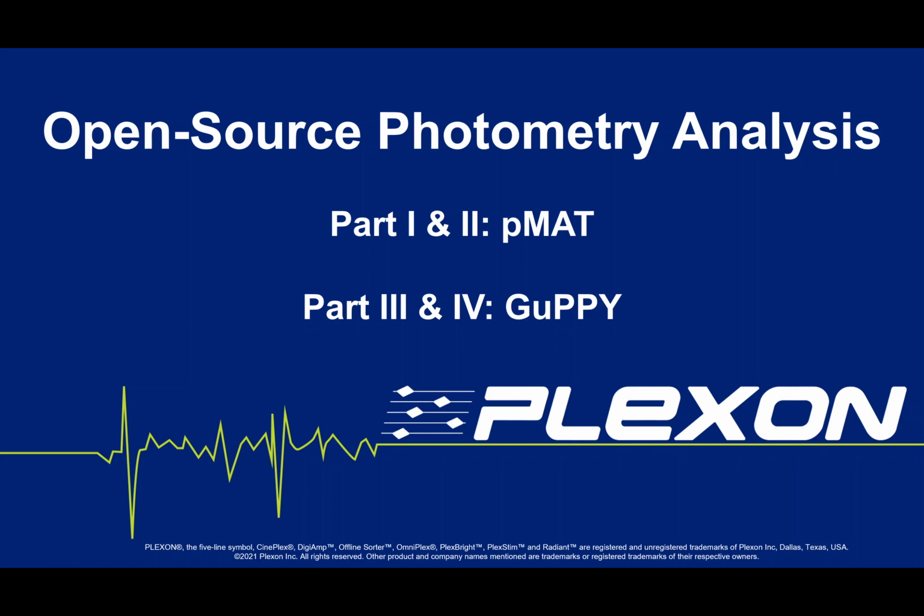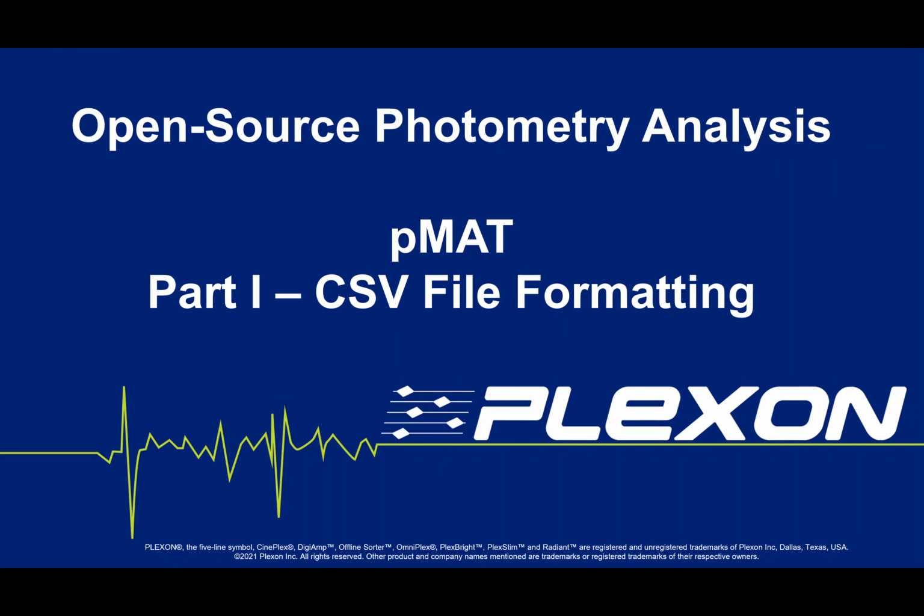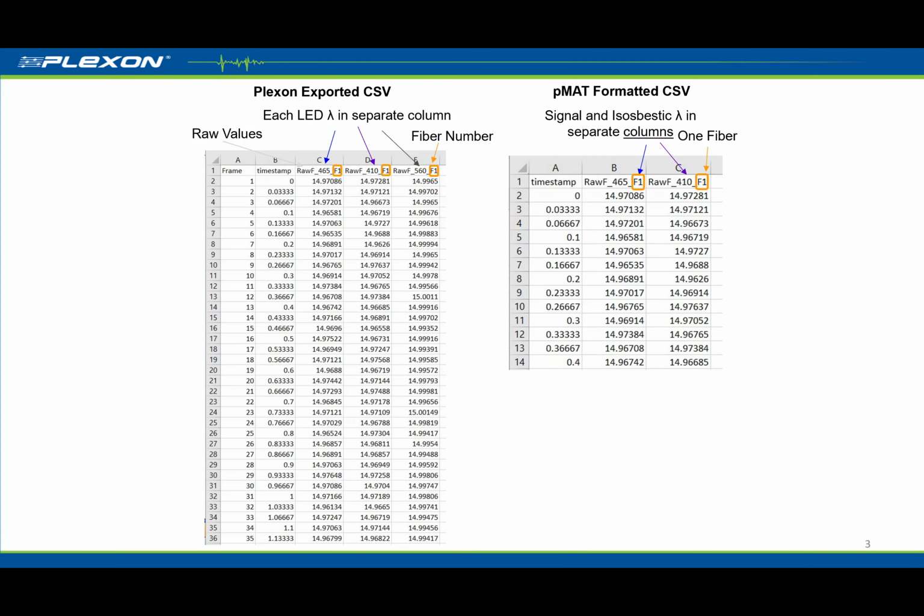This video is going to focus on using open source photometry analysis programs, specifically pMAT and GuPPY. Parts 1 and 2 will focus on pMAT, both formatting CSV data files and then using data in pMAT. And then parts 3 and 4 will do the same for GuPPY. If you want to see a comparison of the outputs between the two programs, you can read about this in the accompanying written post. So let's start with part 1, formatting a CSV file for use in pMAT.